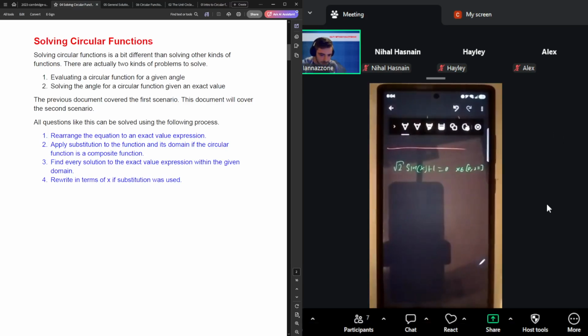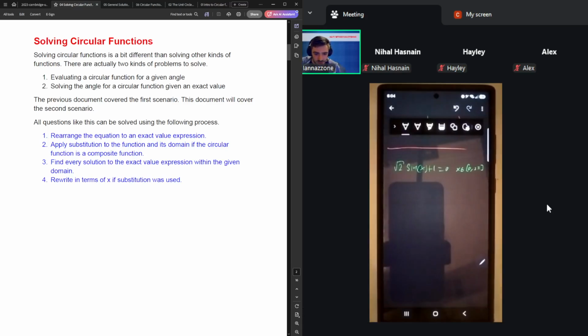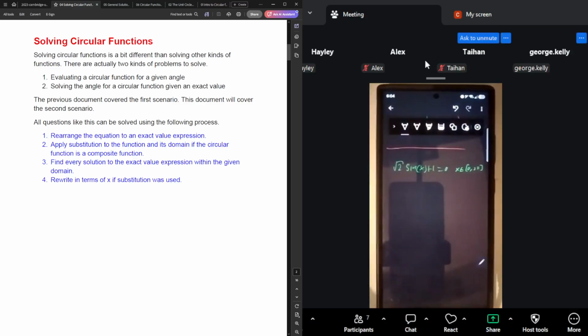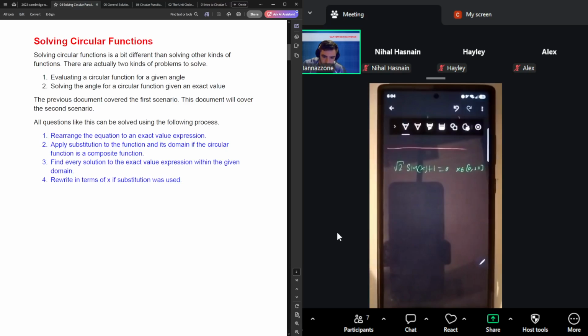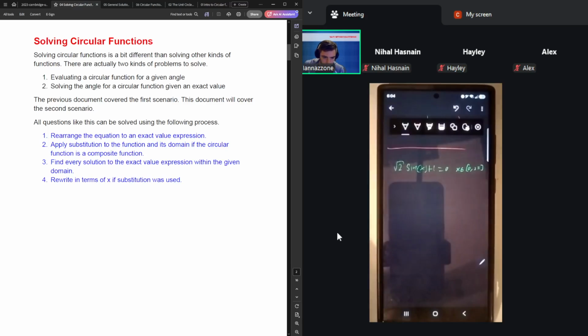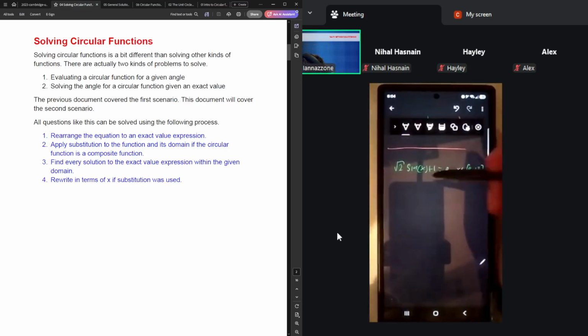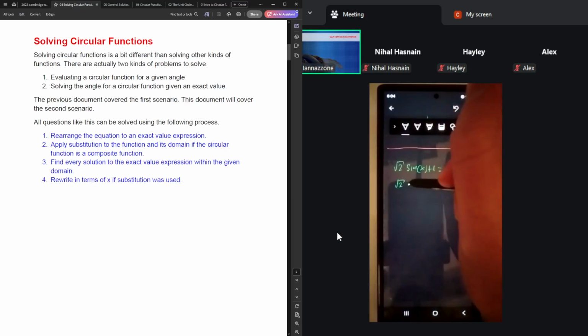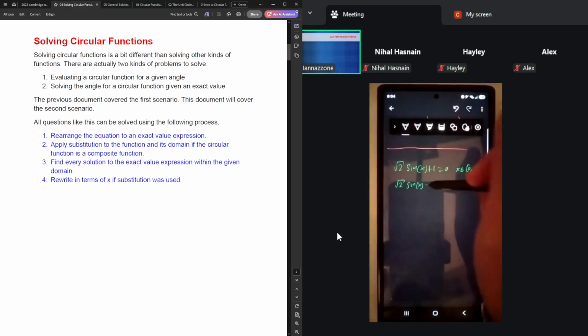Alright, I'll give a hint. First up, we've got to get our exact value expression, which means we want to get the circular function on its own, essentially. If I want to get the circular function on its own, what might I be doing? Put 1 to the other side, perfect. Yeah, we've got a plus 1, so let's subtract 1. Root 2 sine x equals minus 1.